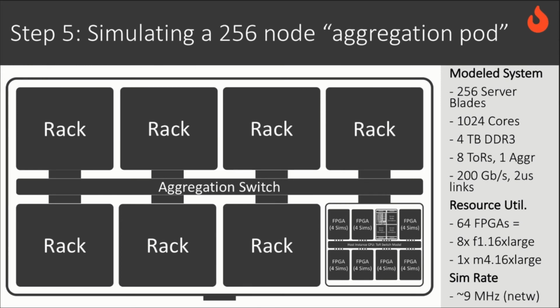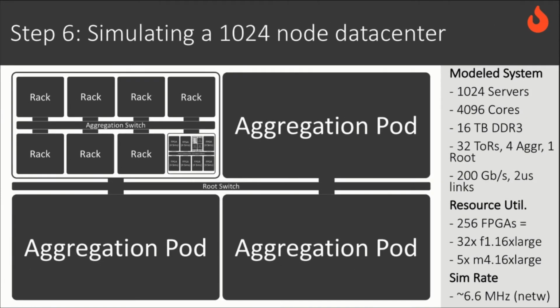And the way we're going to do that is by taking 7 more of these F1 16x large instances, making them talk to another higher level switch model running on a regular EC2 instance. So now we've added a level in our modeled network topology. And as a result, we can model this 256 node data center. And we can do the scaling out thing one more time and get to 1,024 nodes.